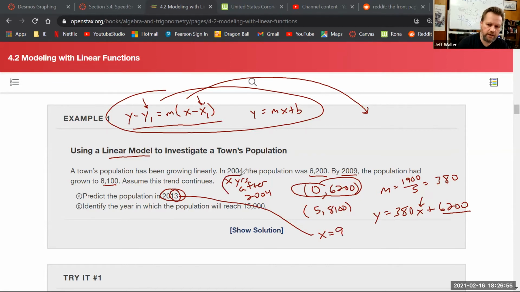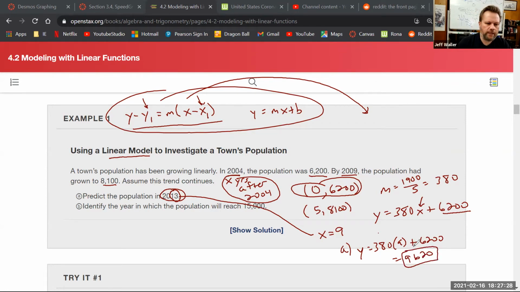Yeah, be really careful. You've already seen that in a few problems, I believe, by the time you get up to here. So to do part A, I would do y equals 380 times 9 plus 6200, and you'll get the exact same answer we got earlier, which was 9620. Let's see if that's true, Jeff. Yay. As I was plugging that in, I was thinking, please tell me I didn't make a mistake before.